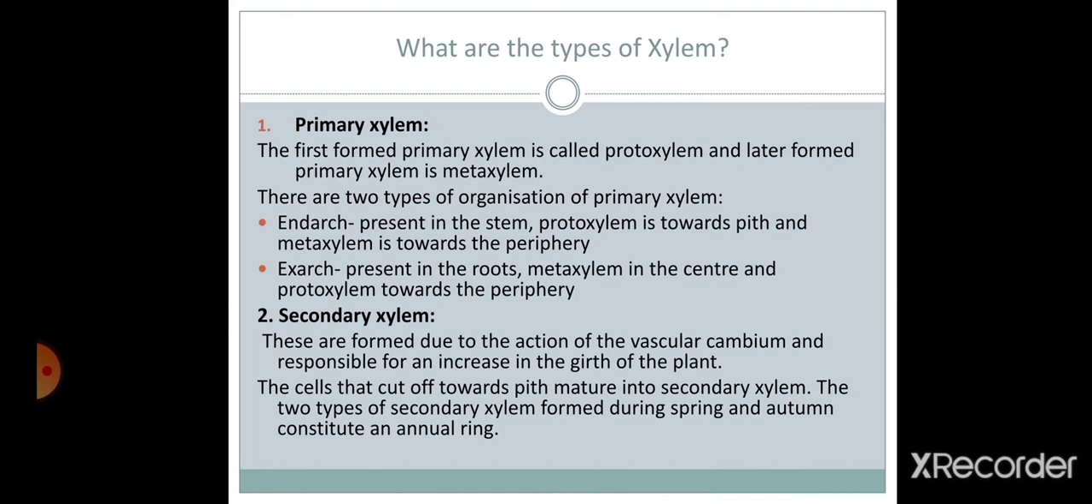Coming to the second one, that is secondary xylem. These are formed due to the action of the vascular cambium and are responsible for increasing the girth of the plant. The cells that are cut off towards the pith mature into the secondary xylem. There are again two types. The secondary xylem formed during spring and autumn season constitutes the annual ring. From this annual ring we can count the age of the plant or tree.